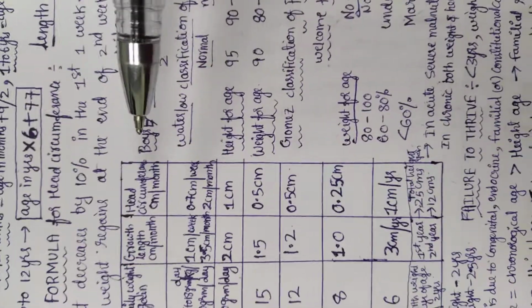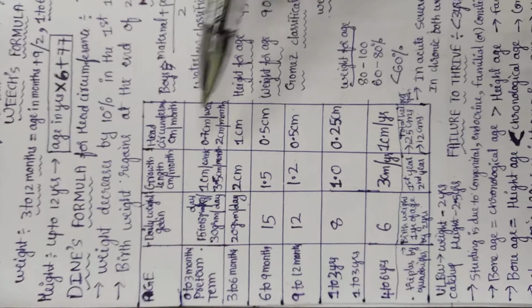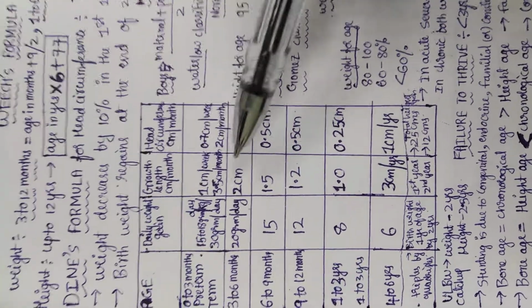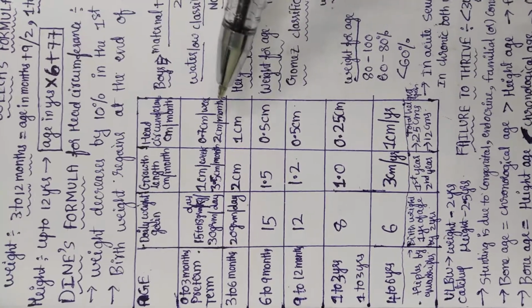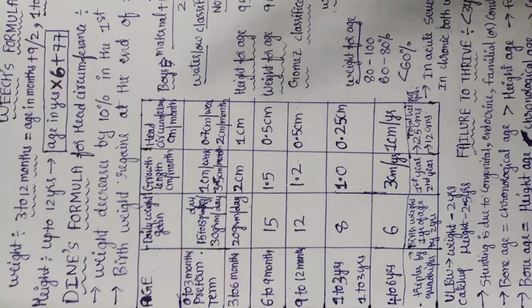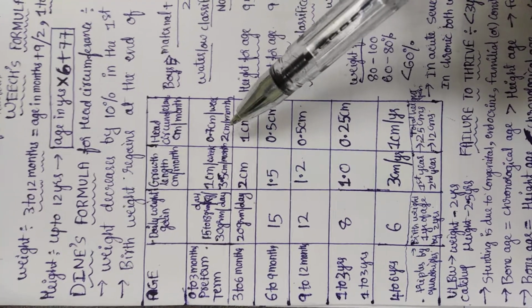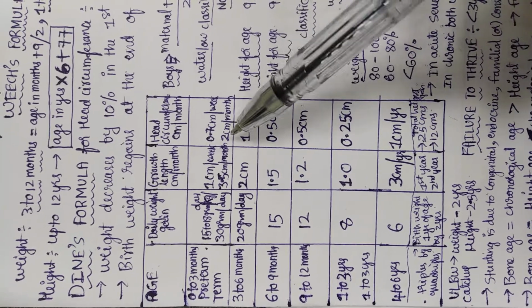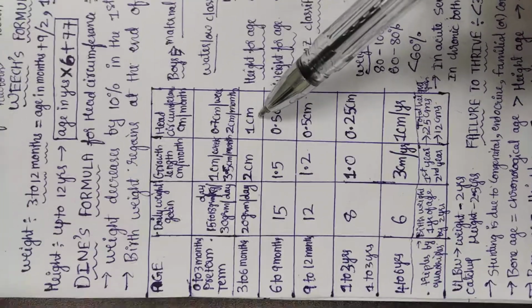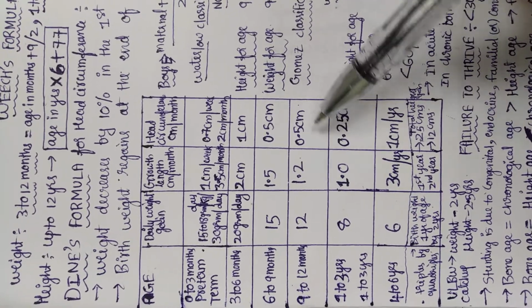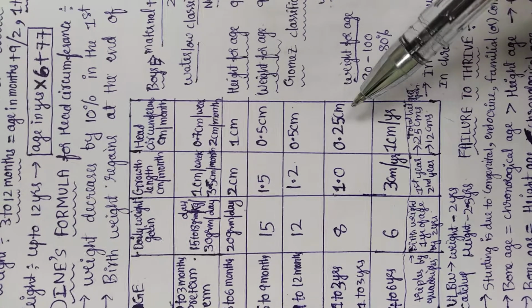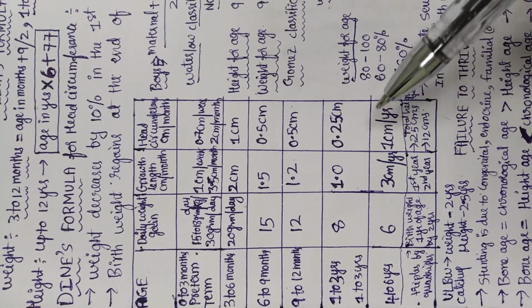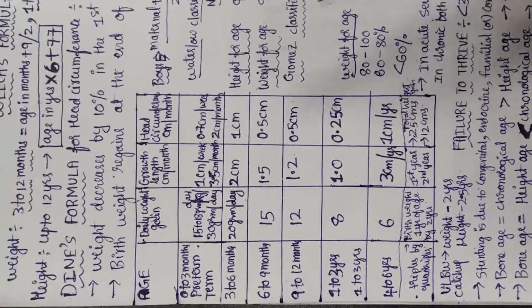This is the head circumference. Preterm babies gain 0.7 centimeters per week in the first 3 months, whereas term babies gain 2 centimeters per month. So for a term baby, for the first 3 months it is 2 centimeters per month. For the next 3 months it is 1 centimeter. For the next 6 months it is 0.5 centimeters, and for 1 to 3 years it is 0.25 centimeters. And for 4 to 6 years it is 1 centimeter per year. This is about head circumference.